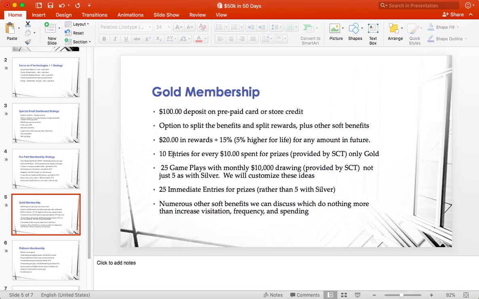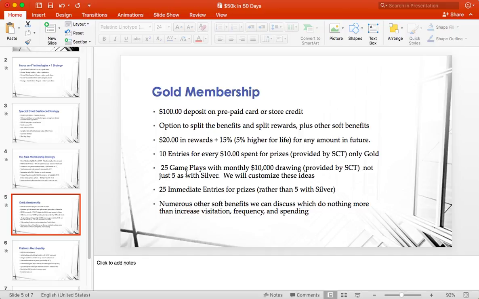He gets 10 entries for every $10 that he spends at the business, automatically, for prizes that are paid for by us. This is only a gold feature. The silver guys didn't get this. So every time the person spends $10, he gets more chances to win stuff that we pay for, not your business. So this encourages him to at least be a gold member, because he not only gets a higher reward, higher prepaid percentage added to the amount for life, but he gets entries for every $10 he spends.